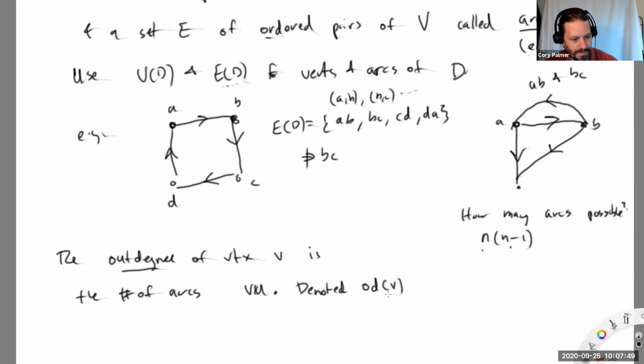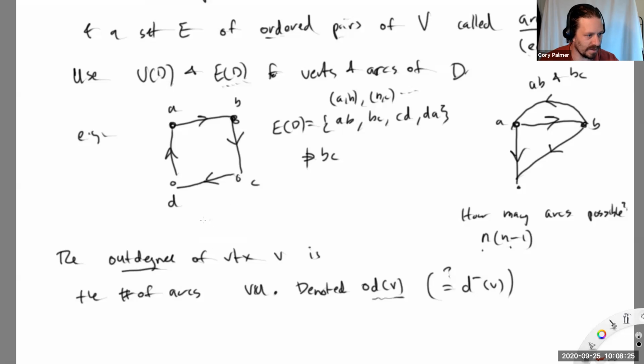OD of V. A lot of textbooks will use V plus or V minus depending on the out degree. I like to avoid that because sometimes it's confusing. Actually, I don't remember what D still uses. Sometimes it's V minus, I think, of V, like the outgoing edges there. But it's so easy to mix up the minus and the plus. In fact, frankly, I don't even remember. Maybe this was plus. I forget. So we're going to use OD of V because it's clear that's the out degree.